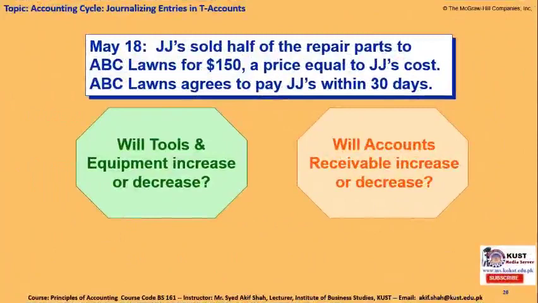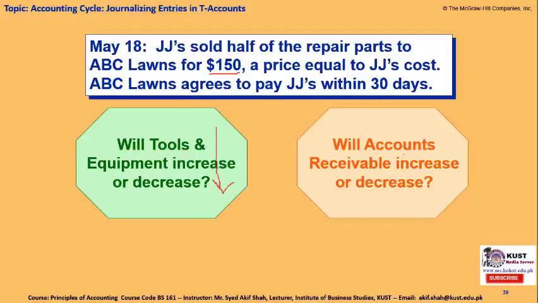On May 18th, some of the parts have been sold by JJ Lawn Mower company to another company named ABC Lawn Mower at a price of $150, which is equal to its cost. So will the tools and equipment increase or decrease? Definitely, when they are selling out, it will decrease.